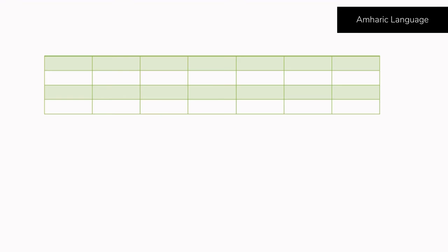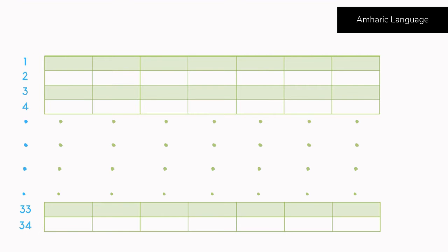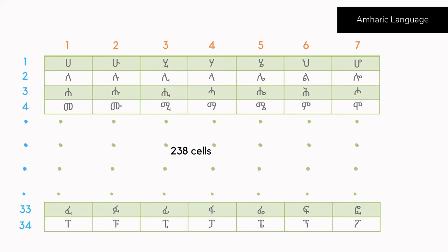The Amharic letters are arranged in a tabular format. This table has 34 rows and 7 columns, and that makes 238 cells in the table. So it is in these cells that the Amharic letters or characters are put in an organized way.